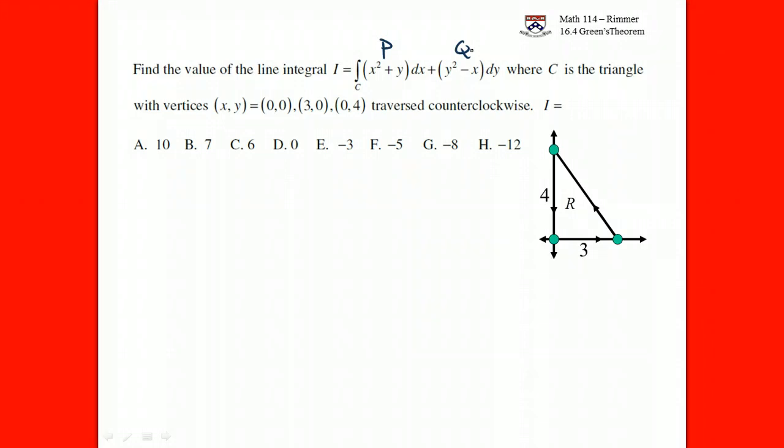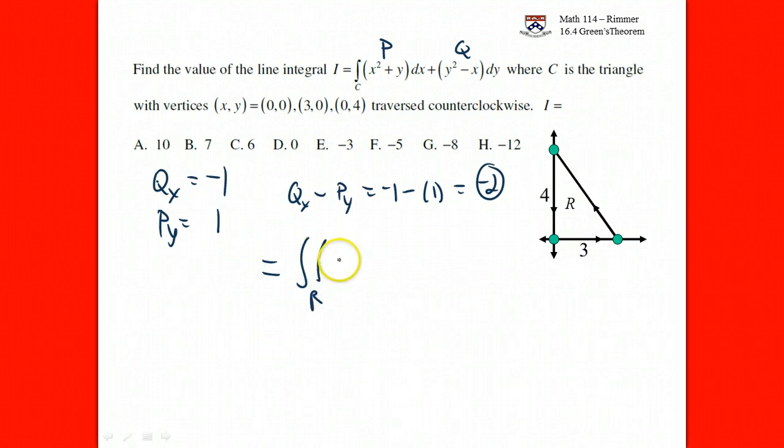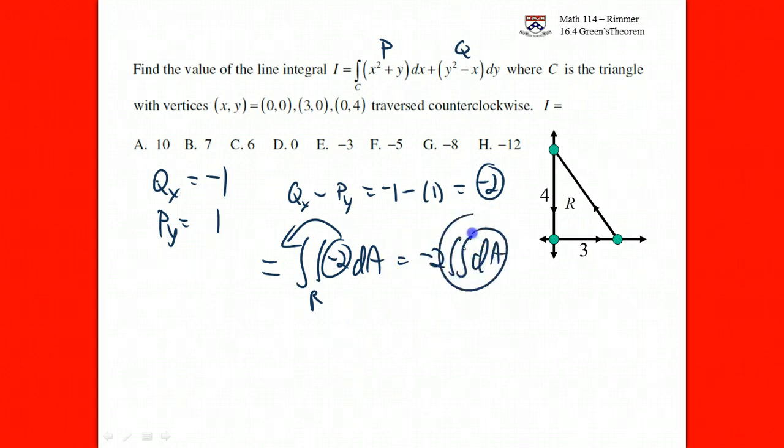And you do Q sub x, negative 1, P sub y, 1, and you subtract them, and you get a negative 2. And that's great. You like when there's a constant there, because then it becomes the double integral over R, which you can take that constant and pull it out. You're talking about the area of that region. You don't even have to use calculus.